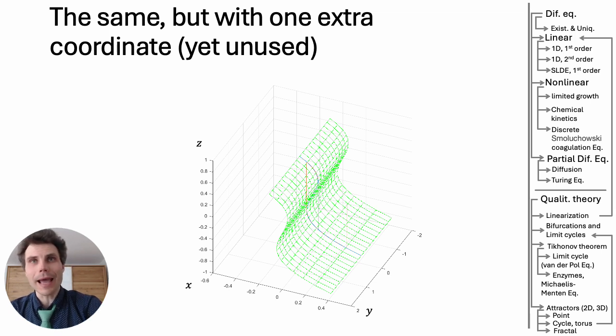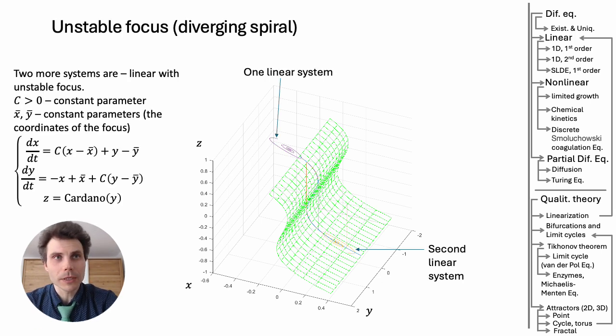Now let's add to this picture two more dynamical systems. We're not going to couple them yet in the same set of equations. We just plot them together with the previous one. And those are going to be just linear systems with an unstable focus. I remind you that an unstable focus is just the spiral that diverges from its center, exponentially diverges while looping around the center.